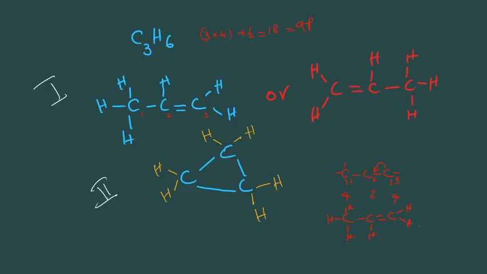Whenever there is a double bond, another possibility of drawing this molecule will be a cyclic one. You see that? 1, 2, 3. So 3 carbon atoms are connected in a cyclic way. And then we will put the hydrogen to satisfy the 4 bonds for each carbon. So that will also give you C3H6, or total 2 isomers for this molecule.